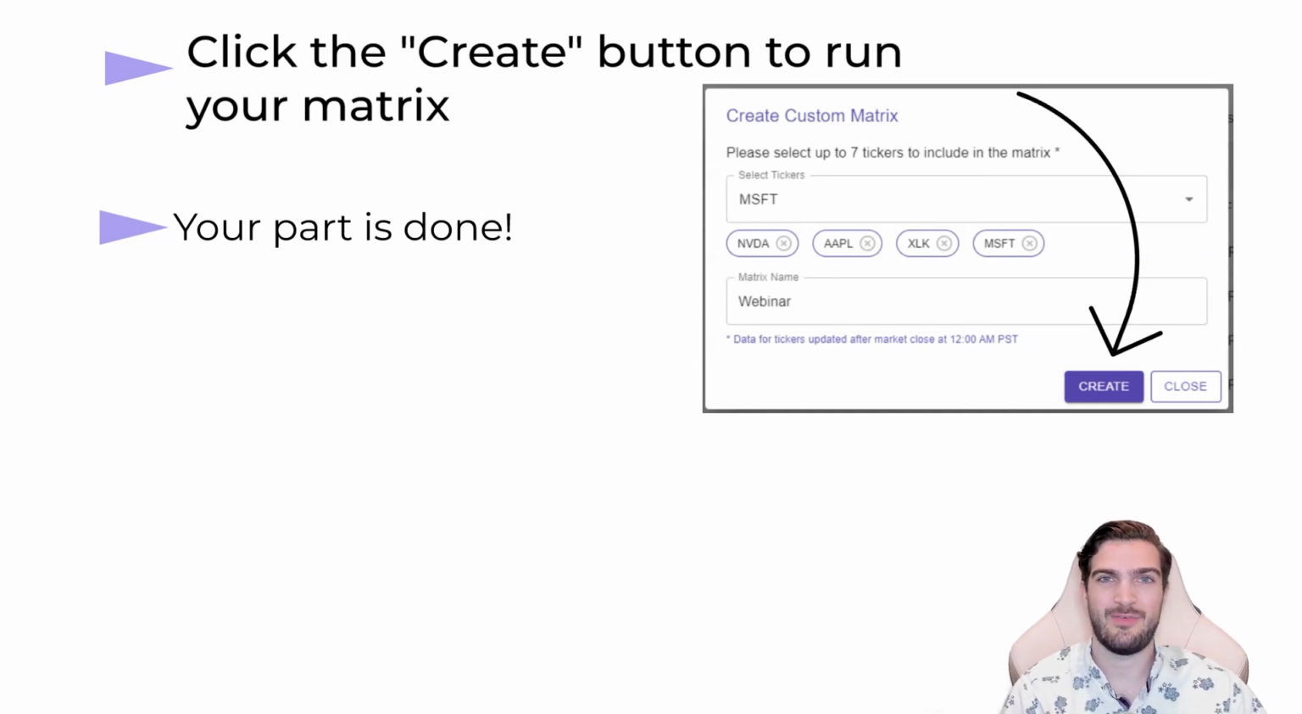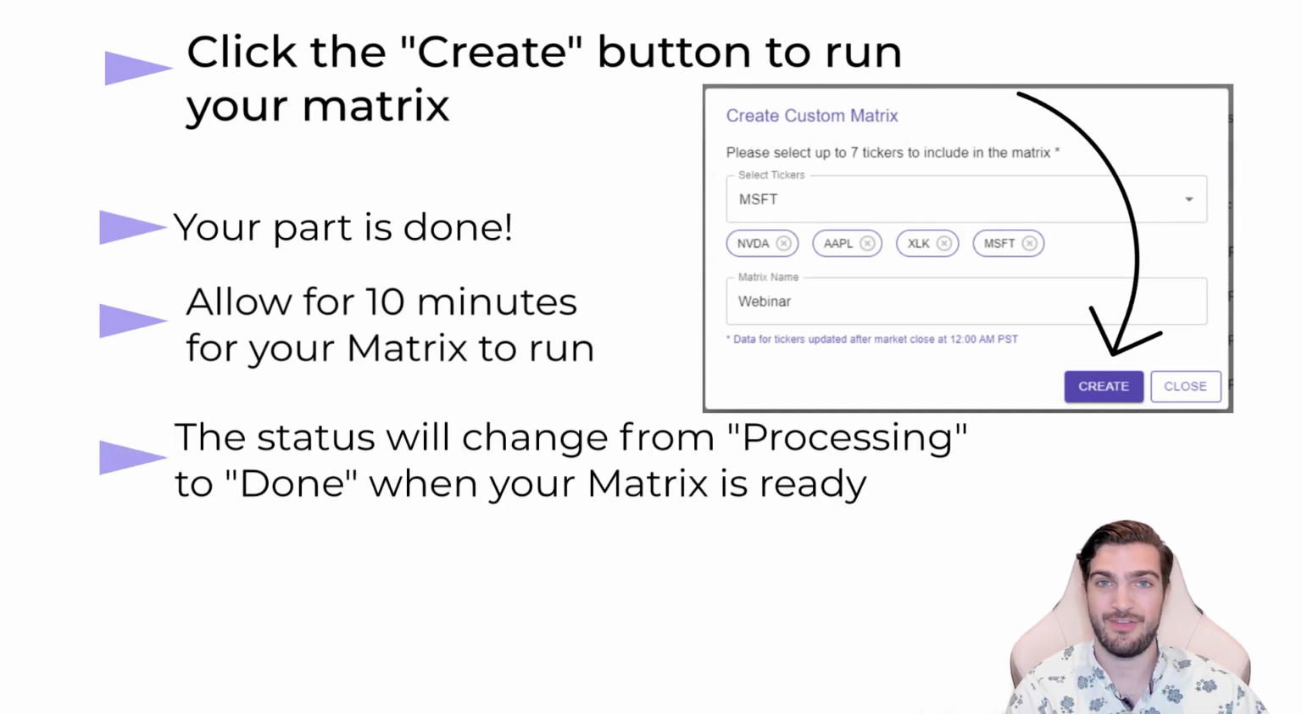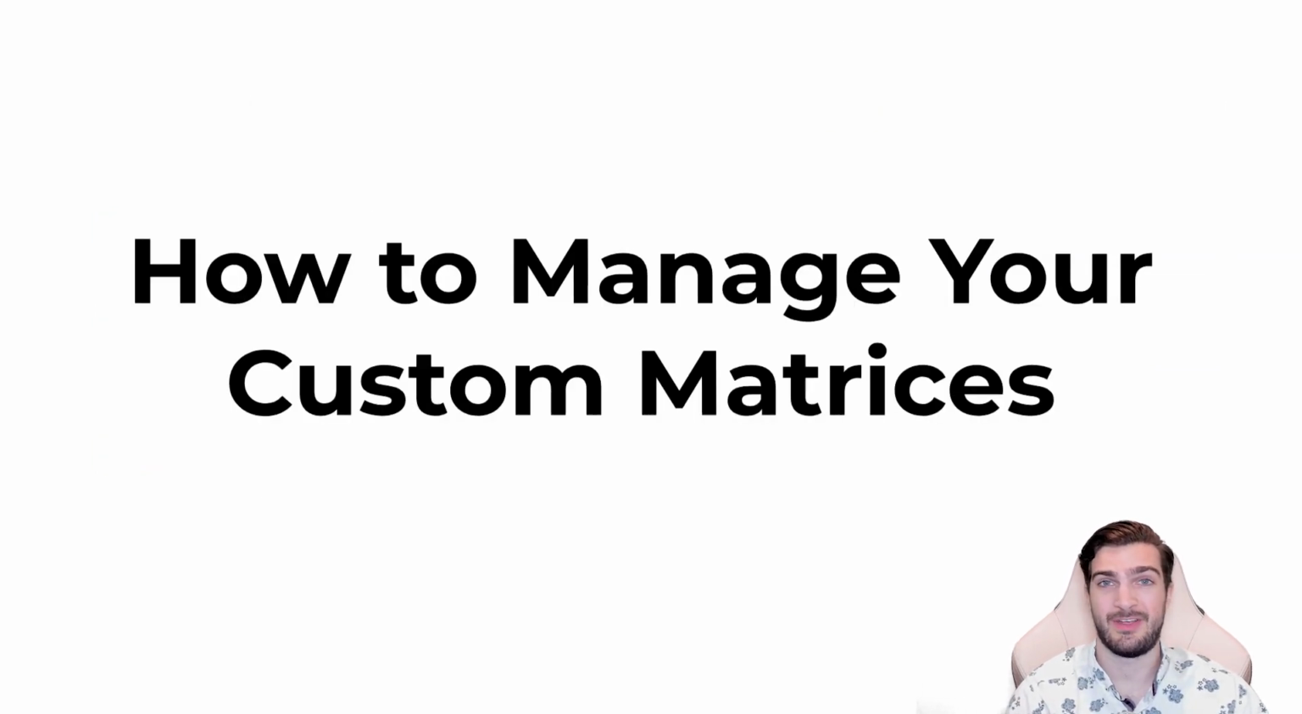Now, let us take care of the rest, and give us about 10 minutes or so to create your custom matrix for you. You can check on the status of your matrix by looking down in the custom matrix section, and you'll either see it say processing or done once the custom matrix has been completed and is ready for you to view. Now that you've created your custom matrix, and when it is ready to view, let's take a look at what that matrix will actually look like.